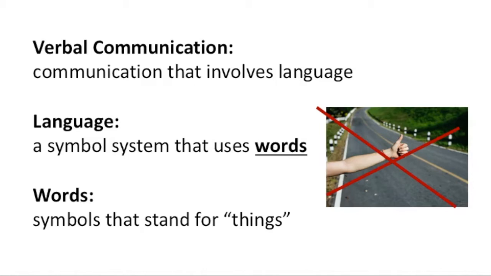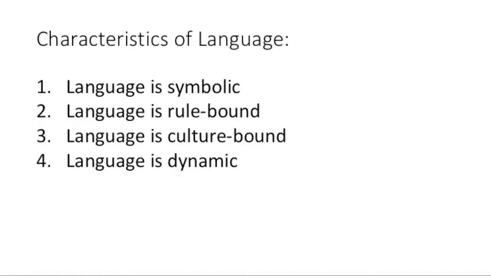So again, something like sign language would be a form of verbal communication, but other forms of body language, giving a thumbs up, flashing a peace sign, these would not be considered a form of verbal communication. Again, language is a symbol system that uses words, and words are symbols that stand for things. And by things, we mean really concrete things like tables or computers, as well as more abstract things like love or communication itself.